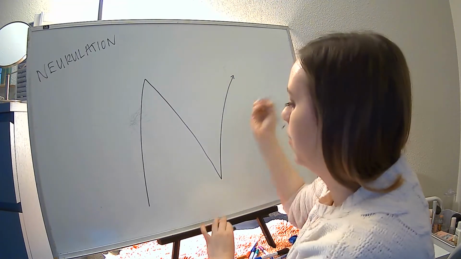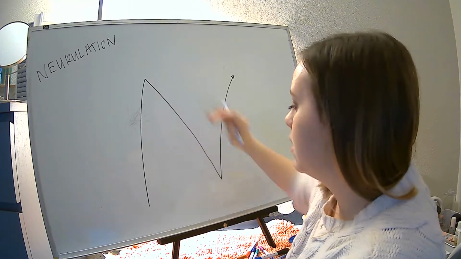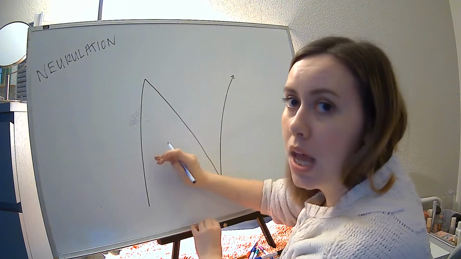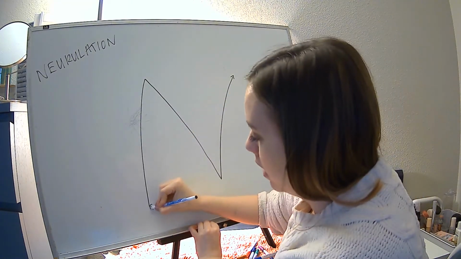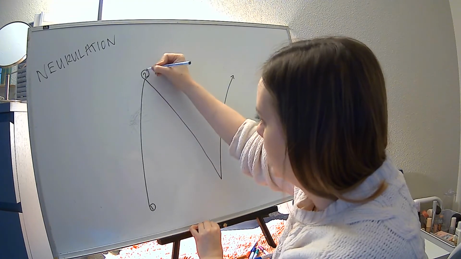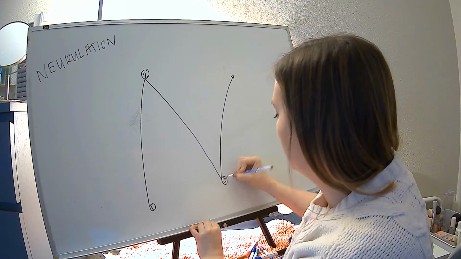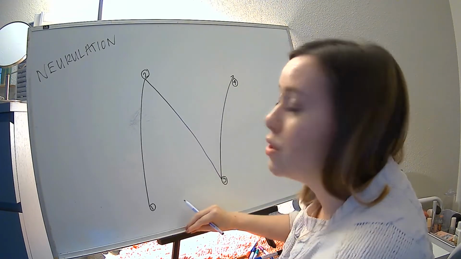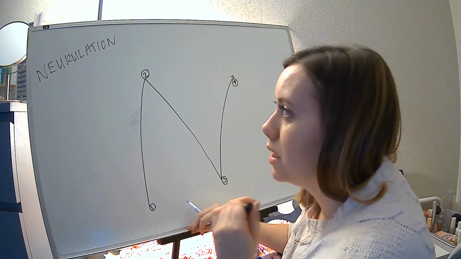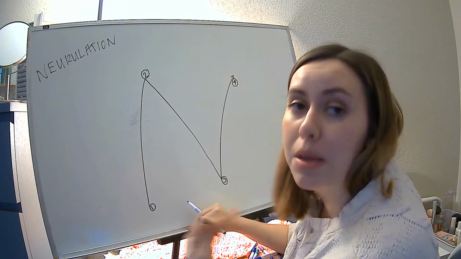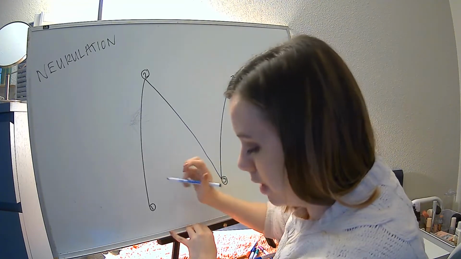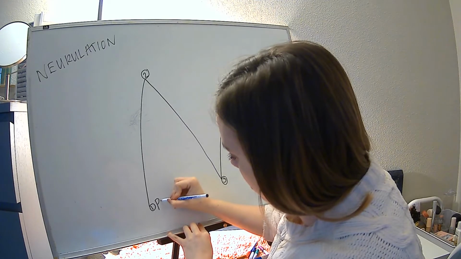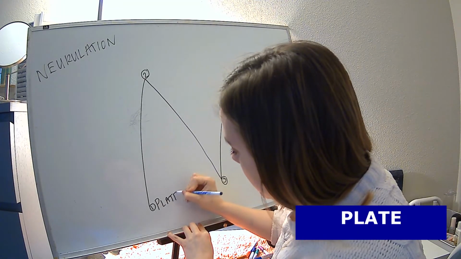Easy way to remember. Each of the points of our letter N will be one of the key steps in the process of neurulation. So I like to go ahead and put numbers. We're also going to remember these steps using very simple terms that involve the key processes happening in each of these steps. So we're going to put the word plate.